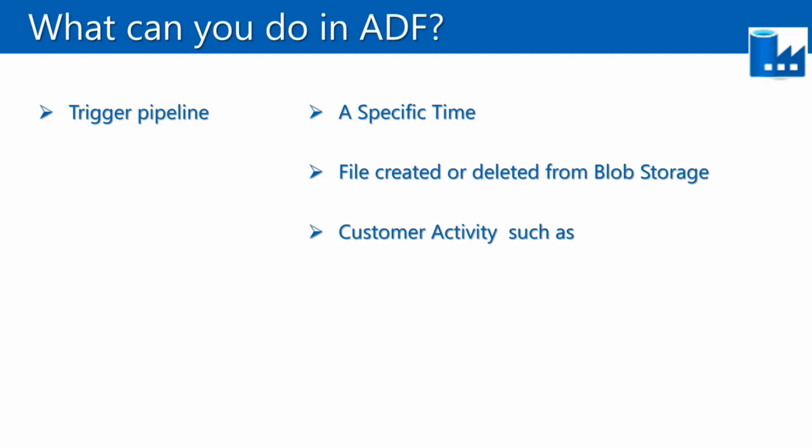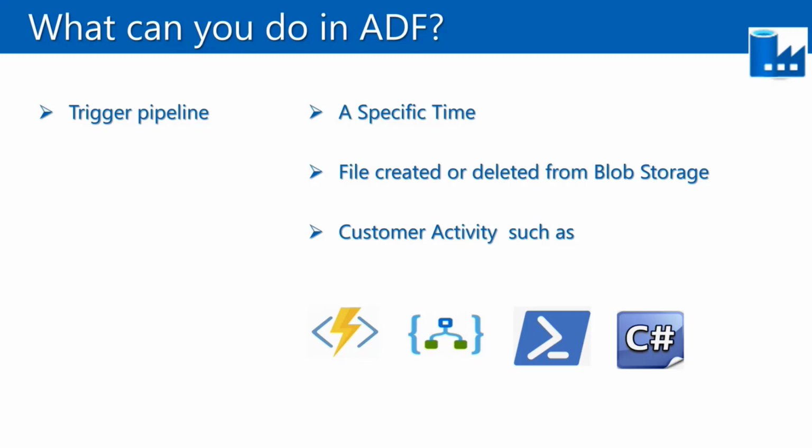You can create an Azure Function, you can use Logic Apps, you can use PowerShell, or you can write code in C#. And that way you can run your pipeline by triggering it. And for that, you need an SDK. So you will get the Azure Data Factory SDK, and then you can write code to trigger your pipeline programmatically. So these are the things you do in your Azure Data Factory.